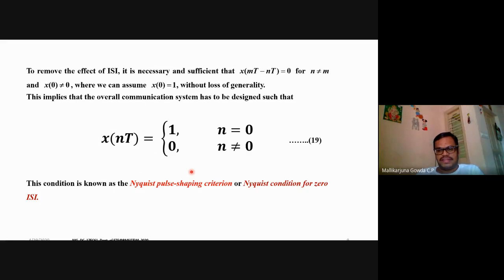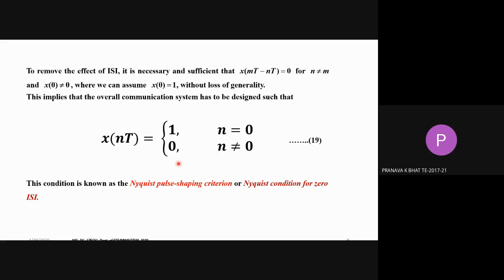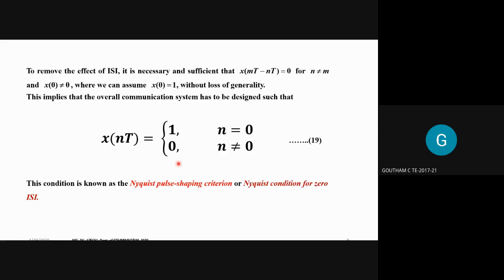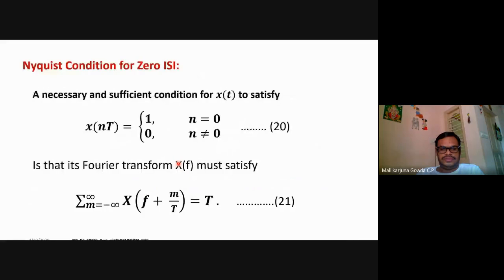Is it clear? Will you be able to visualize what the shape of the pulse should be? Which pulse can have this type of property? Only at n equal to 0 it should have a peak amplitude of 1, and for any other values of n, its magnitude should be equal to 0. Unit impulse. Yeah.